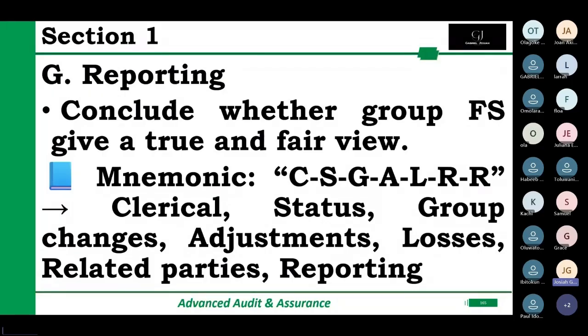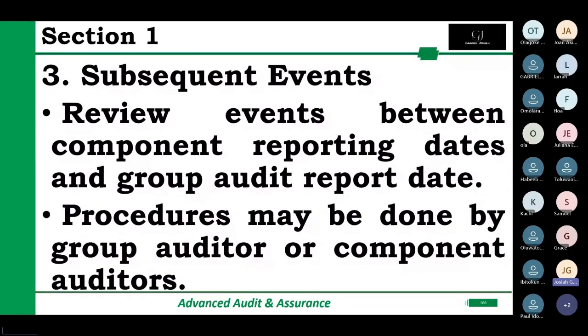So areas around clerical accuracy, the status of the components, group changes, adjustments, losses, reporting, related parties, and general reporting should be the concern of the group auditor. So subsequent events around reviewing events between component reporting date and the group audit report dates are very important also. And the procedure may be done by the group auditor or the component auditor in the areas of subsequent events.